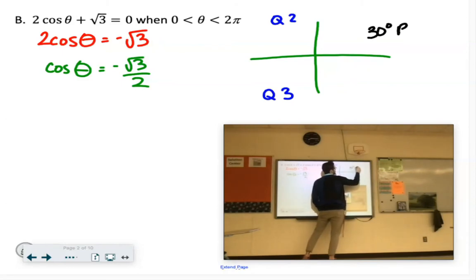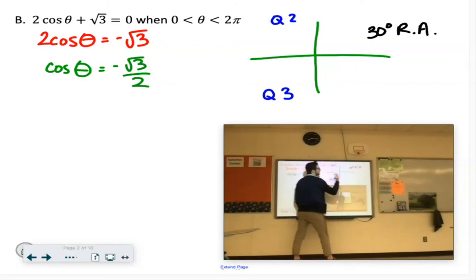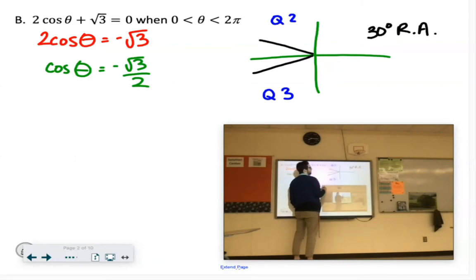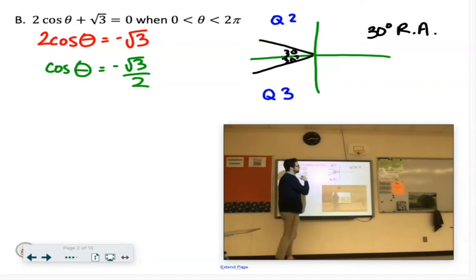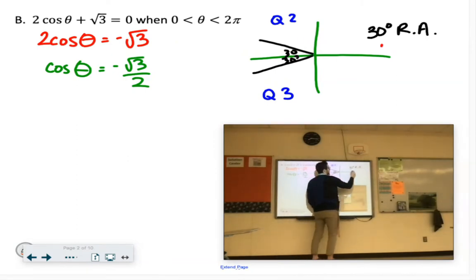30-degree reference angle in these 2 sections. So that would be 30 degrees here and 30 degrees here. So if we're looking for that actual angle, or a 30-degree reference angle in radians, which is what we need, how many 30s go into 180? 6, right? So it would really be like a pi over 6 reference, or pi over 6 referencing.